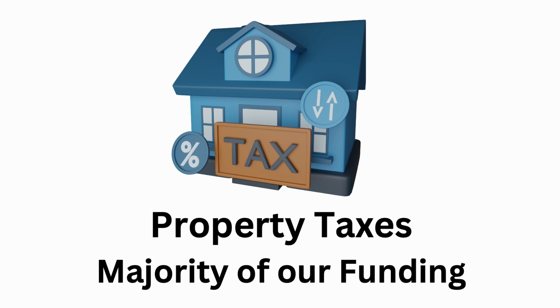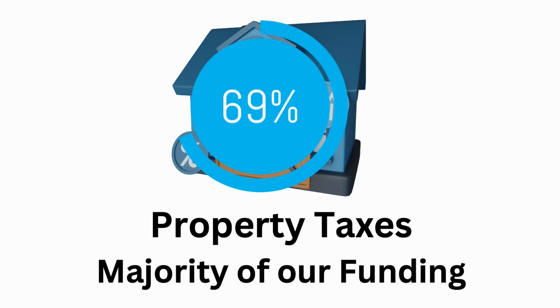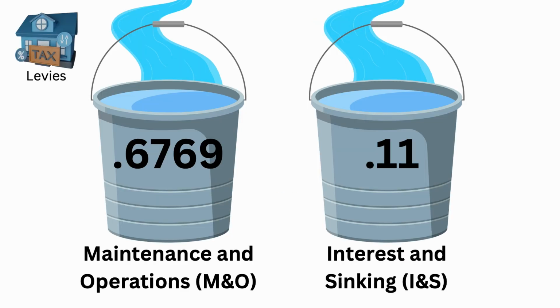The majority of our funding, actually 69%, comes from our local property taxes. We are allowed to levy two taxes. One is called M&O, Maintenance and Operations, and one is called INS, Interest and Sinking. A quick description of M&O is the daily operations and salaries, utilities, and resources we use to instruct children. INS is the debt on our school bond payments. Our total for this year is 78 cents.